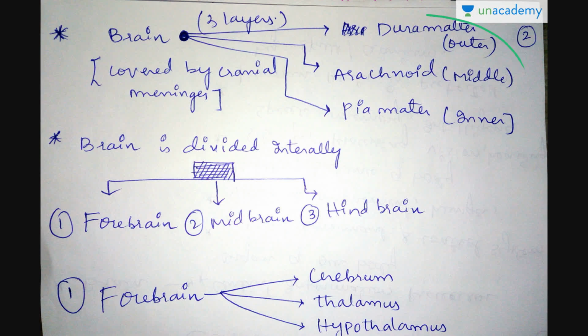The outer layer is called dura mater, the middle layer is called arachnoid, and the inner layer is called pia mater. The internal structure of brain is divided into three parts: forebrain, midbrain and hindbrain. Forebrain is again divided into three parts: cerebrum, thalamus and hypothalamus.